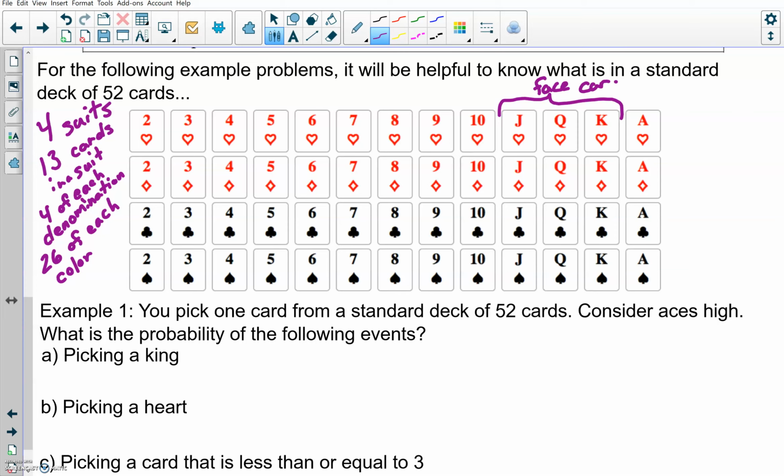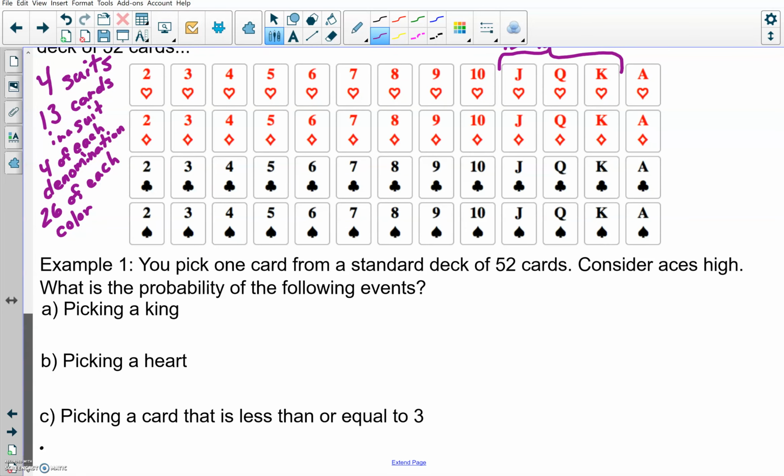If it's got a face on it, it's a face card. And unfortunately, as I said, this particular deck doesn't have faces. But aces never have faces. Only the Jack, Queen, and King will have faces. So there are 12 face cards overall in a deck of cards.